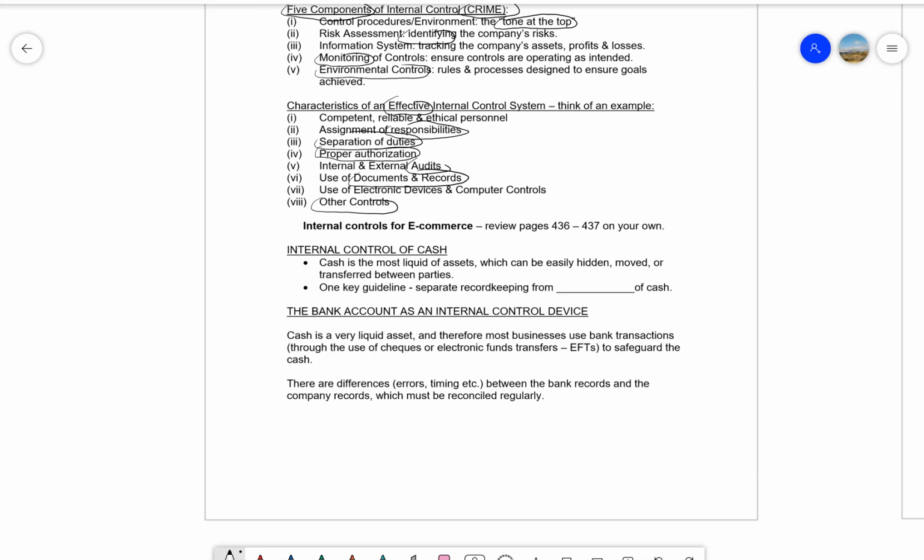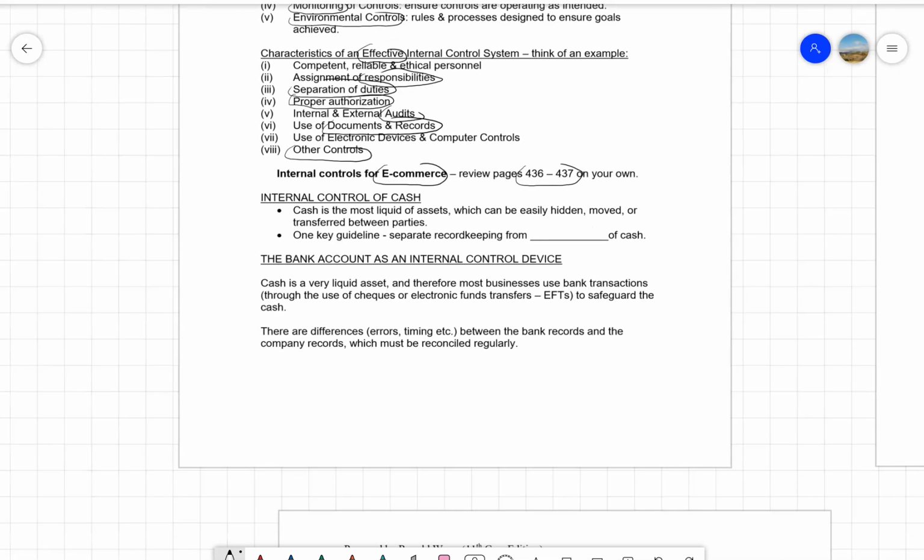Now, the textbook also goes into internal controls for e-commerce, and they've summarized those discussions on page 436, 437. So you can just read those couple of pages on your own to look at internal controls for e-commerce. What we're going to focus on is cash, internal control of cash.